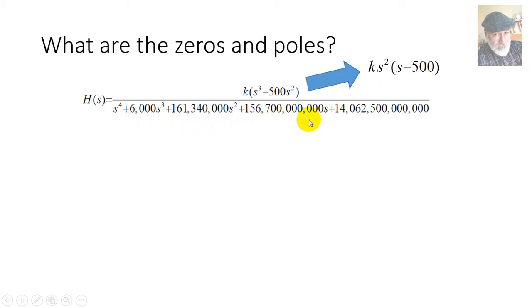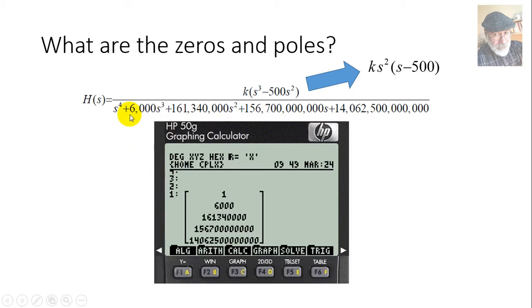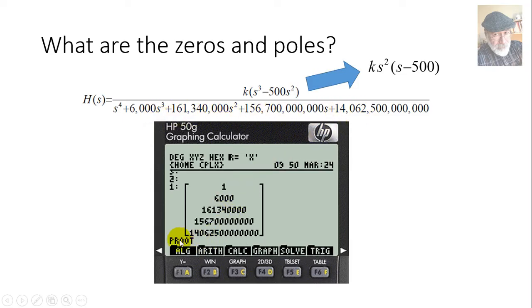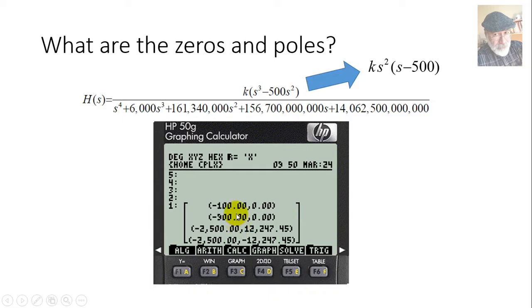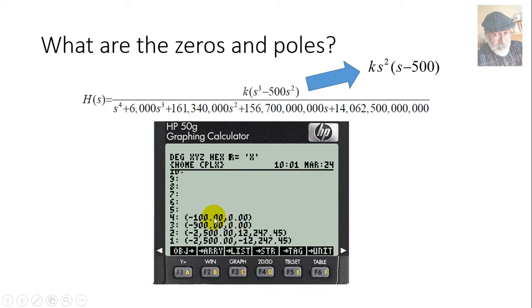The roots of the denominator are a perfect job for the HP50G. We write the coefficients of that polynomial in a vector, issue the command polynomial roots, and get 4 roots. Those 4 roots: 2 real ones, -100 and -900, and 2 complex conjugate ones. Those 2 represent a quadratic term in the denominator.